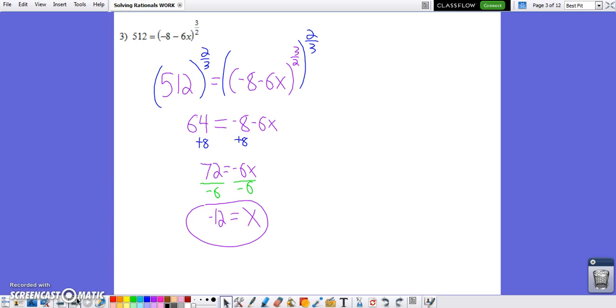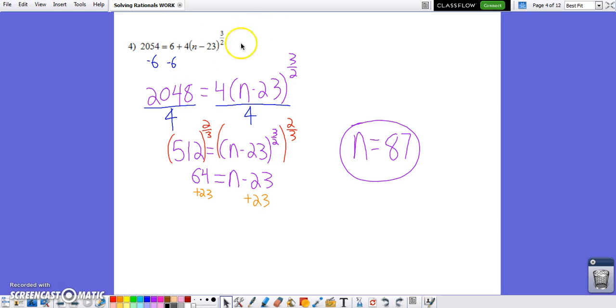All right. I don't need to do any work first because that rational exponent is isolated. All I'm going to do right now is take the reciprocal exponent to both sides of my problem. Boom, that's giving me 64. Then I have negative 8 minus 6x. I add 8 and divide by a negative 6 to get me negative 12. I don't do that work first because it is inside my rational exponent.